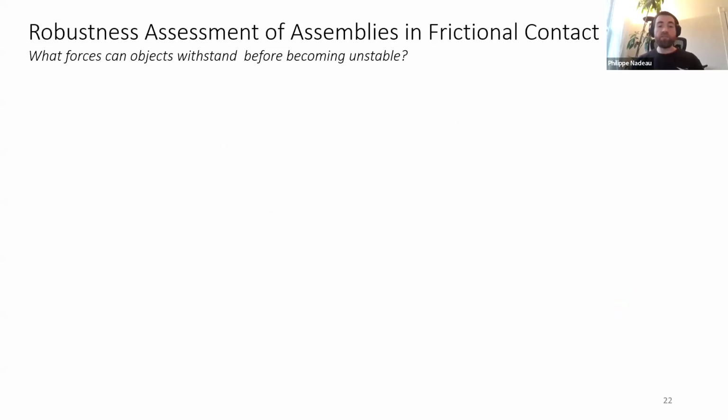Now, in many activities of daily living and also industrial tasks, we're dealing with assemblies of multiple objects that are in frictional contact with each other. And robots could really benefit from the ability of assessing the robustness of rigid object assemblies. That is the capability to answer the question, what forces can objects withstand before becoming unstable?